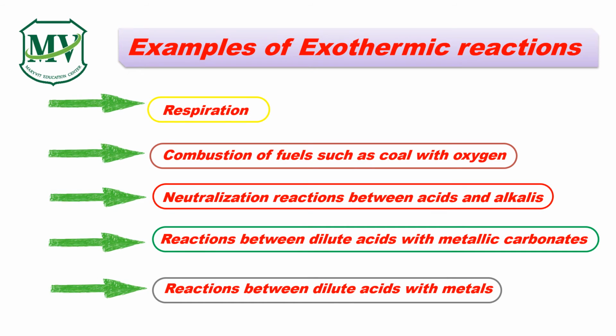And lastly, we have reactions between dilute acids and metals. When a metal reacts with dilute acid, salts are formed. During this reaction, hydrogen gas is evolved. In other words, when a metal is added to dilute acids, salt and hydrogen gas are formed. Sulfate salts and chloride salts are formed when metals react with dilute sulfuric acid and hydrochloric acid. Also note that these are the most common examples of exothermic reactions that are occurring in our surroundings.